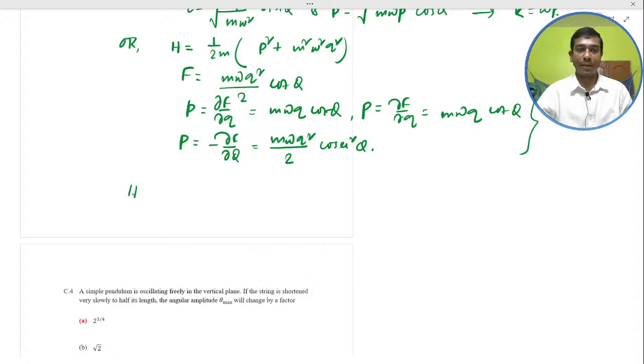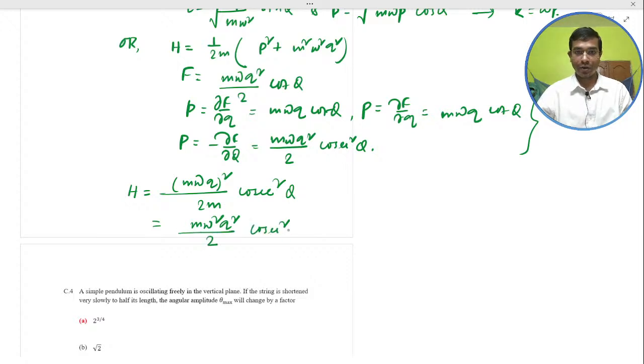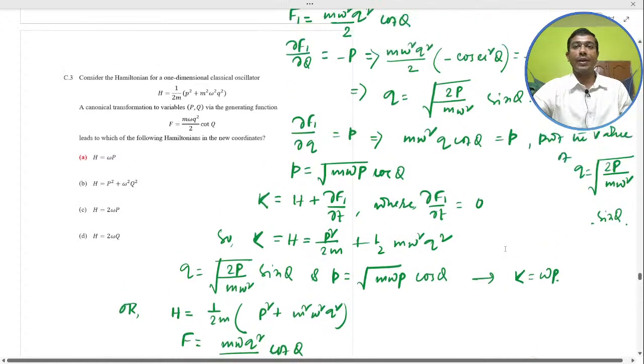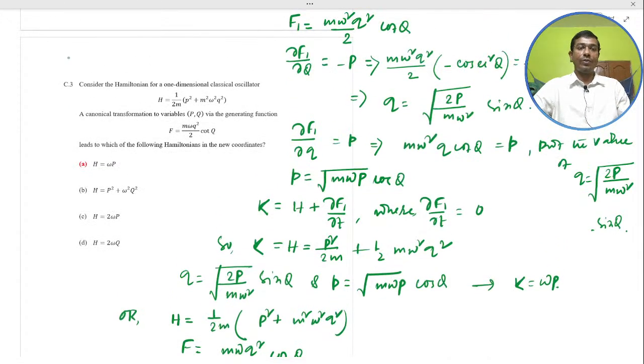Okay, now put in the Hamiltonian. The Hamiltonian would become m omega q whole square divided by 2m cosec square Q. So it becomes m omega square q square by 2 cosec square Q, basically the omega P. Therefore, the Hamiltonian is omega into P, just calculation. Option A is correct.